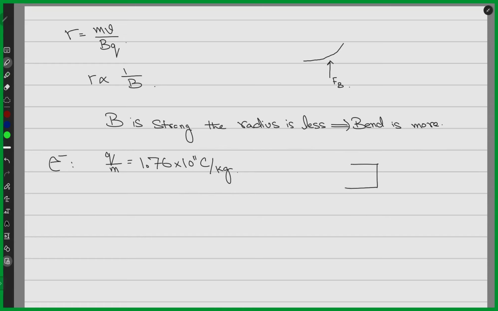So for example, this is a box and I have so many electrons inside this box, right? Of course you would expect a lot of electrons in a mass of 1 kilogram. So there are a lot of electrons, and the total charge on this 1 kilogram of mass is 1.76 times 10 raised to power 11 coulombs, right? So that's what this means.